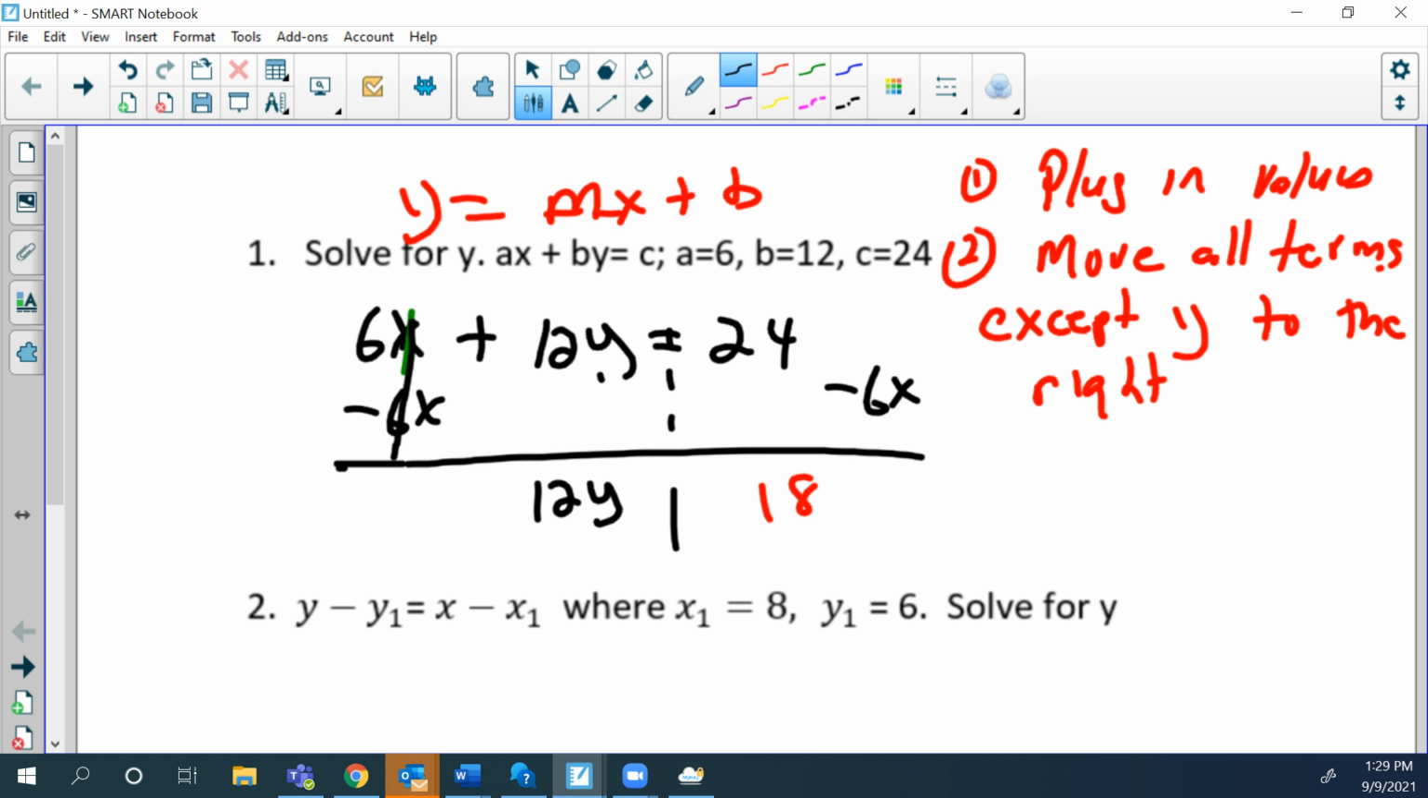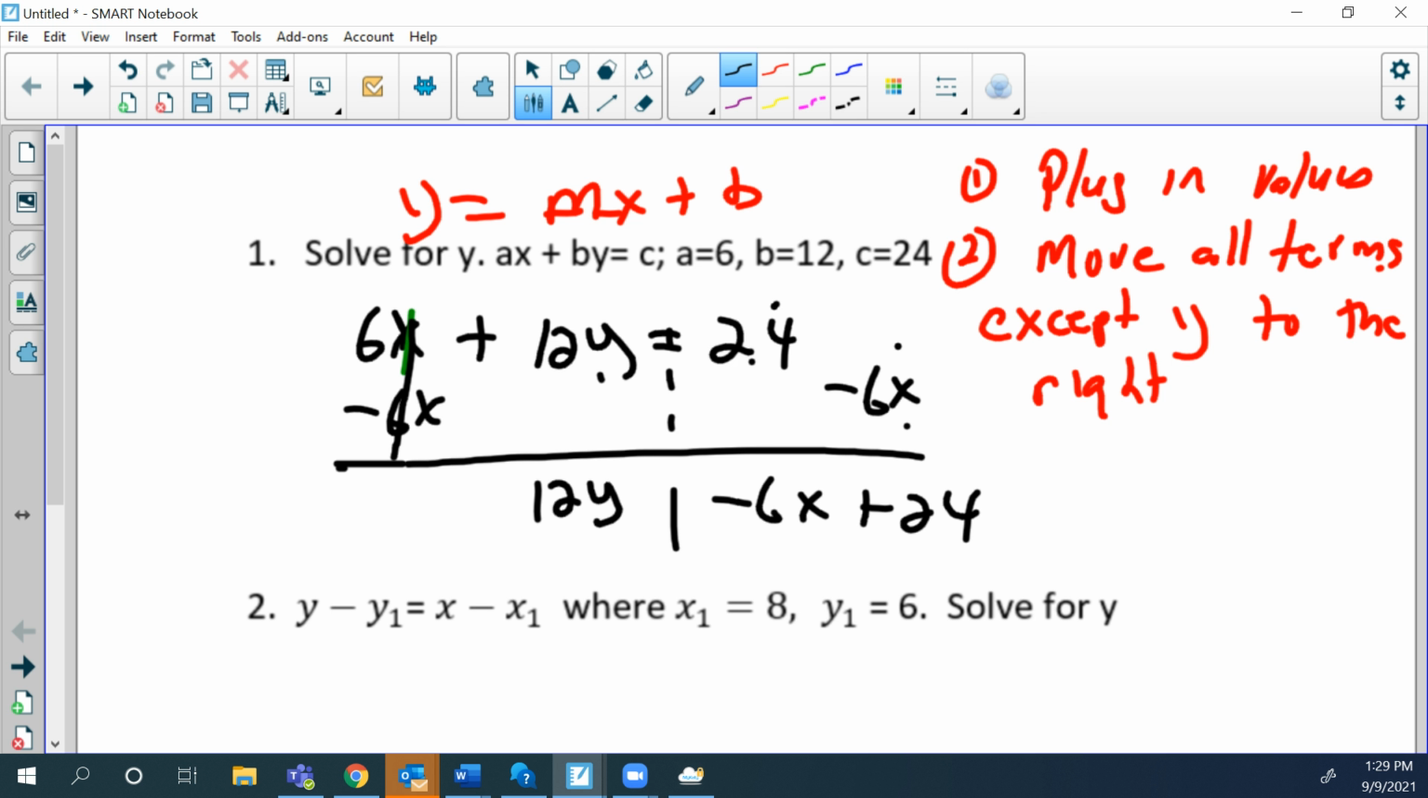You cannot subtract 24 minus 6. You can't. They are two different terms. This is a number all by itself. 6x is a variable, so you can't subtract those two. So all you're going to do now is just bring down each term. I'm going to put the x term first because we put a variable first. So minus 6x plus 24. Okay?